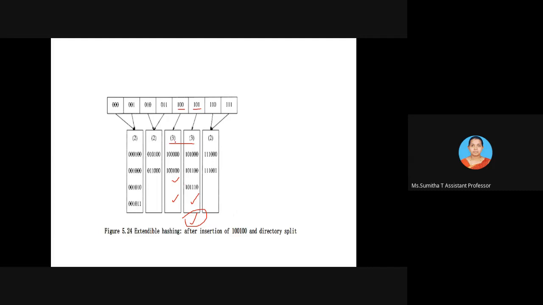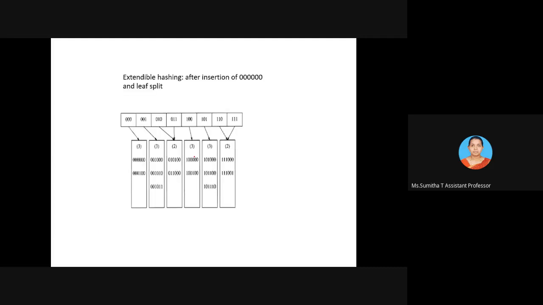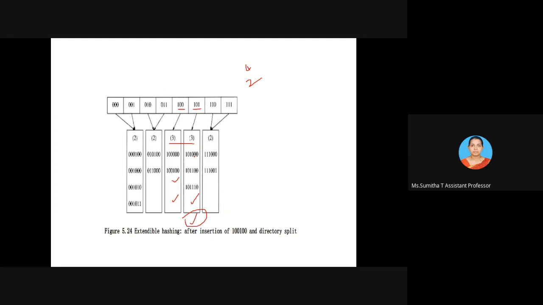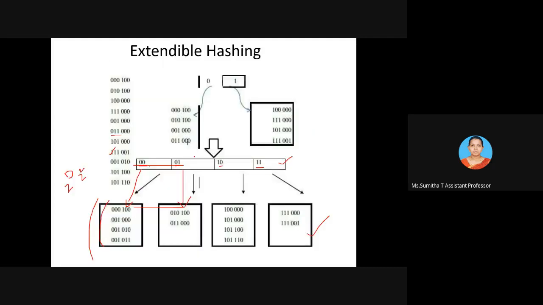Here overflow happens. What is the next step? I can increase the directory by assuming each element is 4 digits. 4 digits means 2 power 4, 16. So I can have the directory as 0 to 16, and based on that I can insert the element. The leaf is also split. This is the concept of extendable hashing.